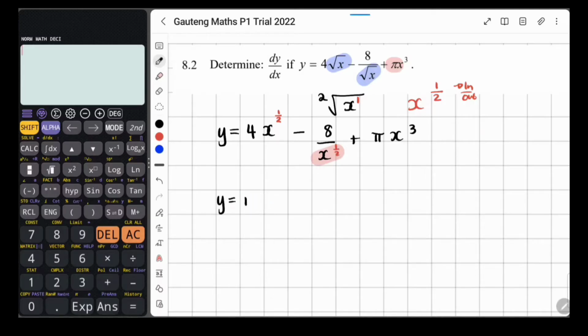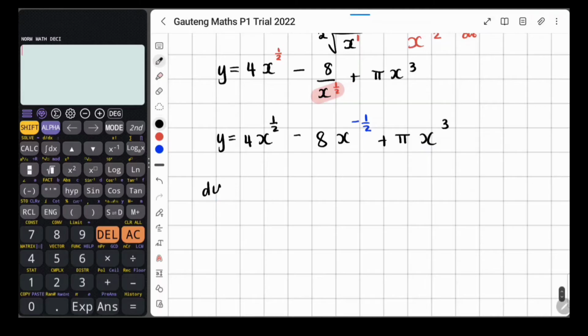So y is equal to, we just have the 4x to the power of 1 over 2 minus, now we have 8, and then we're going to put the x on top, but the exponent now becomes negative 1 over 2. Then we have plus pi x cubed. Okay, so now our function is ready to be derived. So when we're deriving, we're saying dy over dx is equal to, you're going to take coefficient times exponent. So 4 times a half, that's like saying a half of 4. That is just going to be 2. We have x to the power of a half.